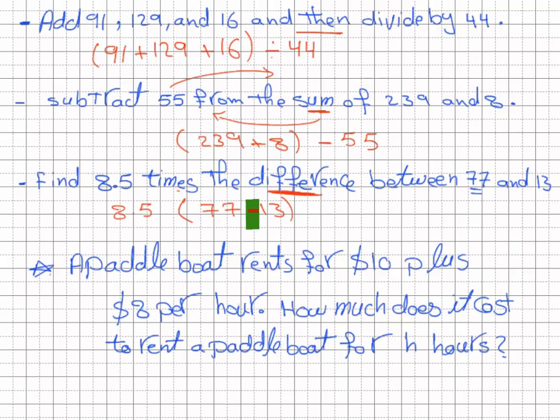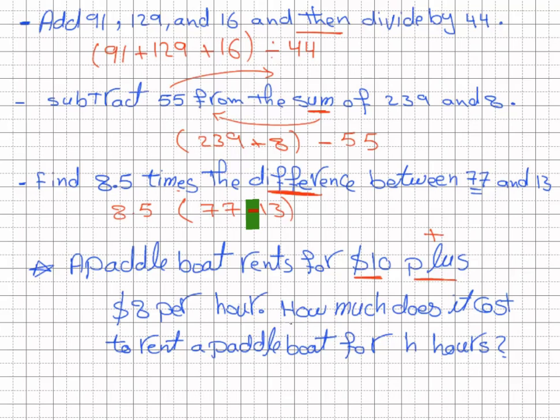Here we have a story problem. It's a good one. If you want to stop the video, then answer, then check with me. A boat rents for $10 plus, plus means addition, $8 per hour. Per means here what? Multiply. First, if you want to rent this boat, you have to pay 10. Then for any hour, you have to pay what? Extra money, you have to pay 8.